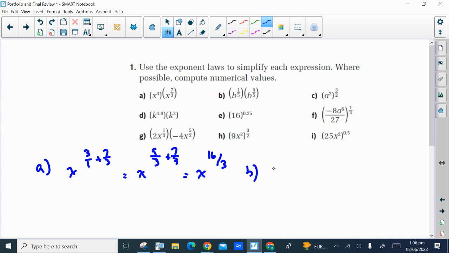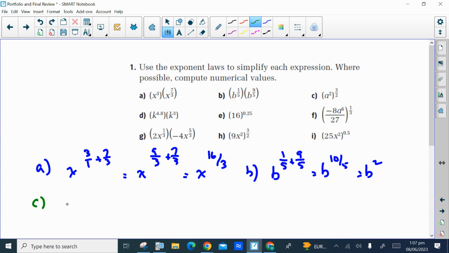For question B, they both have the same base, so you add the exponents, and in this case, the two exponents already have a common denominator. So we don't have to find one, there's already one there. We add the top numbers, we'll get b to the 10 over 5, and 10 divided by 5 is 2. So that becomes b squared.